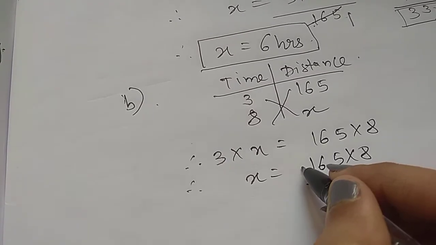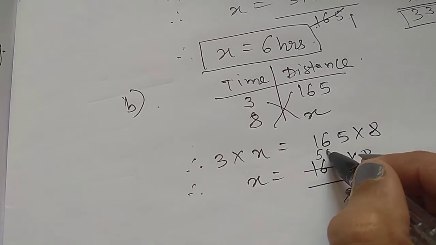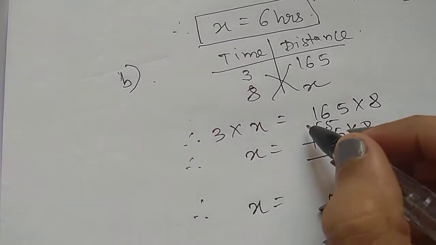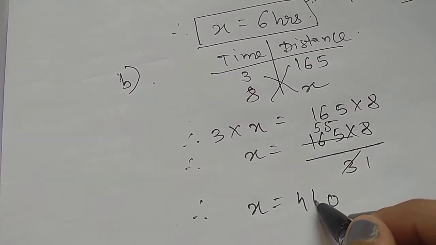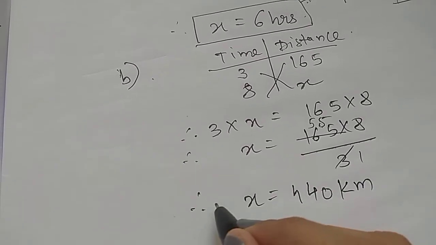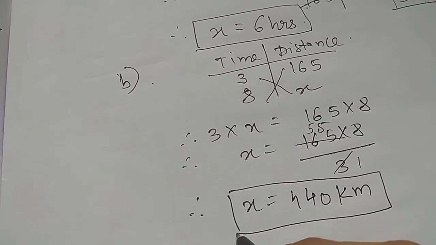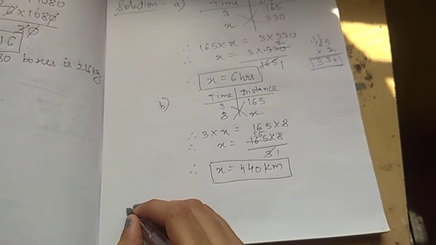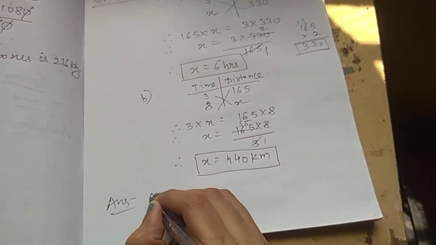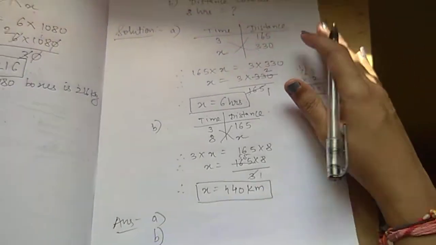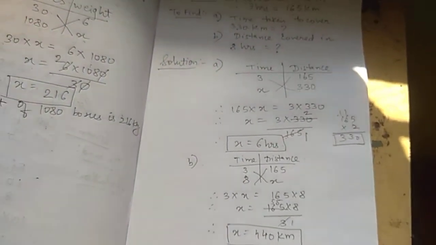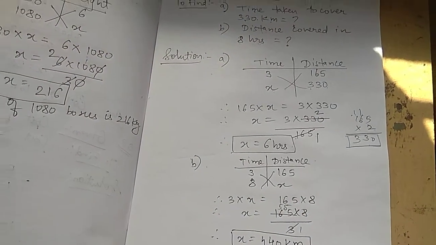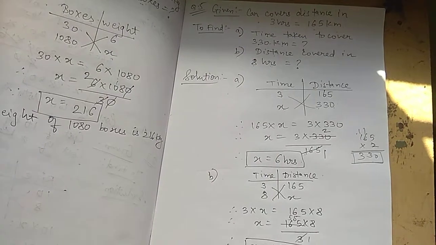3 1s are 3, 3 6s are 18, 3 5s are 15. 8 5s are 40, 44. So in 8 hours, how much distance will be covered? 440 kilometer. Now answer part, I want you all to write the full statement, both A and B. This is basically the full sum, with given and to find.